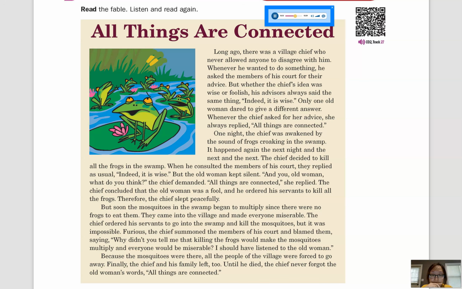But soon the mosquitoes in the swamp began to multiply, since there were no frogs to eat them. They came into the village and made everyone miserable. The chief ordered his servants to go into the swamp and kill the mosquitoes, but it was impossible.